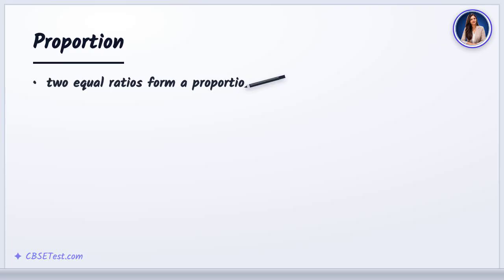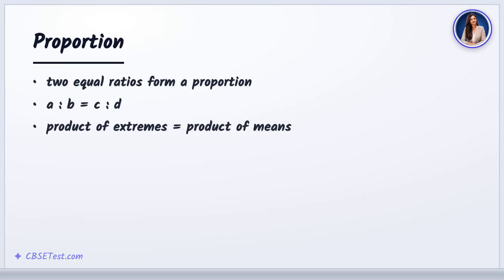When two ratios are equal, they form a proportion. A useful check: the product of the outer terms equals the product of the inner terms.